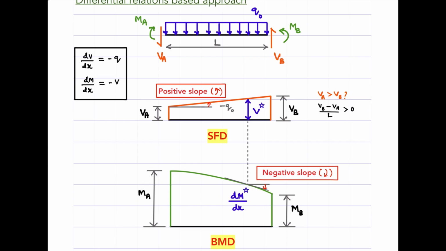The other way is, in most cases we know the reactions at both ends, that is reactive forces and reactive moments. Let's say that I know VA and VB a priori, and I know that VB is greater than VA. Now the question is how we are going to connect these two ordinates.